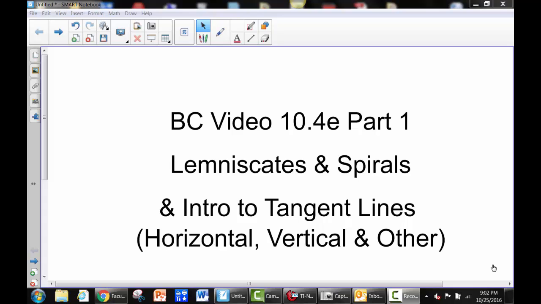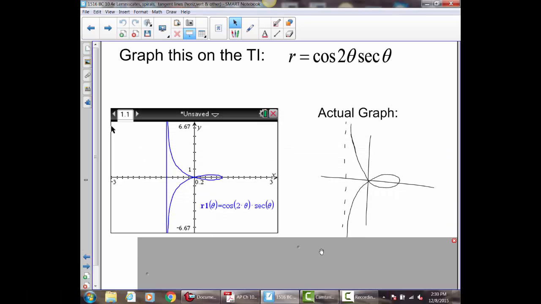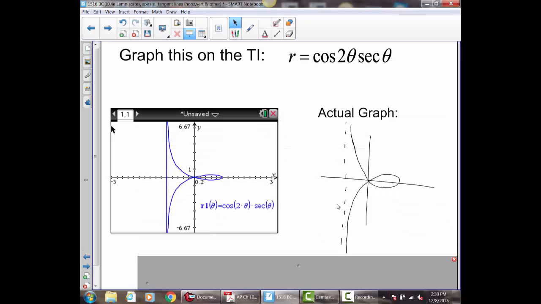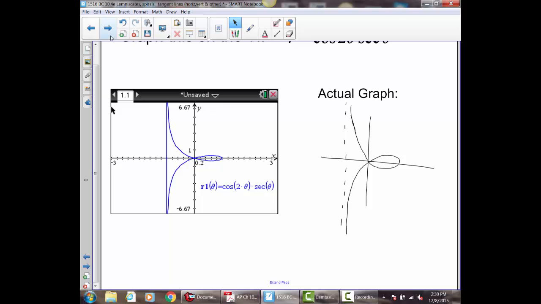Hi, welcome to VC Video 10.4e Part 1, Lemniscates and Spirals, and an Introduction to Tangent Lines, Horizontal, Vertical, and Other. On the calculator, I just want you to realize that there really is a vertical asymptote here, it's just that the calculator cannot draw it. So be careful about that.